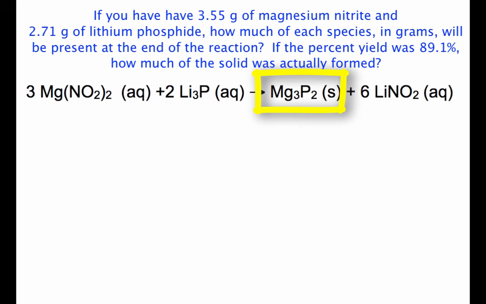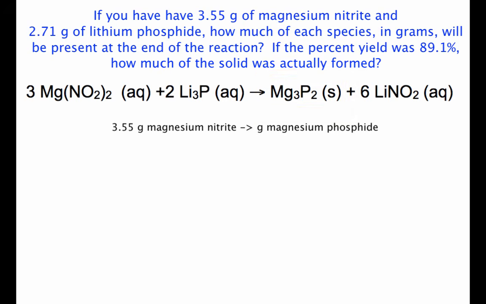Step 3. How much of that product that you chose from step 2 will you form from each reactant? So you start with 3.55 grams of magnesium nitrite and go to magnesium phosphide. And you start with 2.71 grams of lithium phosphide and go to magnesium phosphide. Please stop the video and try this for yourself.